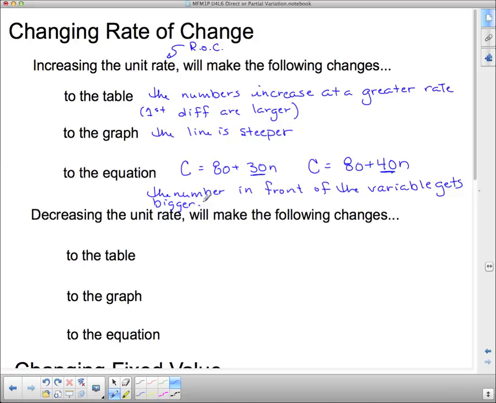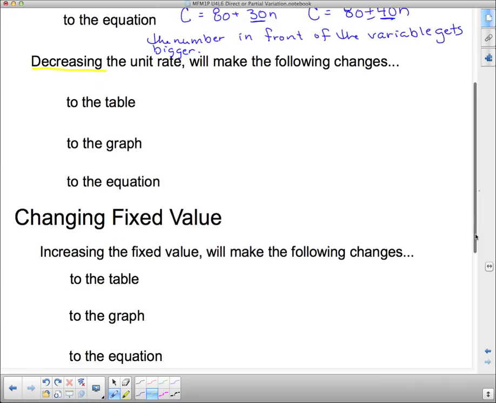Now I want you to change this, and I'm going to check on this. I want you to change it for what happens if we decrease the unit rate, because this is just all going to change. The numbers are going to increase at less of a rate. Okay, so the first difference is going to be smaller. The line is not as steep, and the numbers in the equation are going to get less, or something along those lines. I want to see how you write it, how you change these into the unit rate decreasing. So this one was increasing, and this one is decreasing, and they're very, very similar, just one gets bigger and one gets smaller.